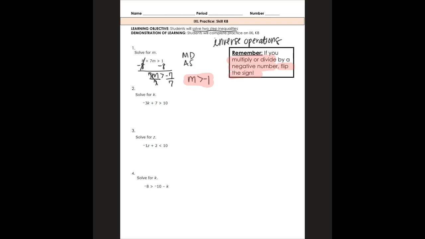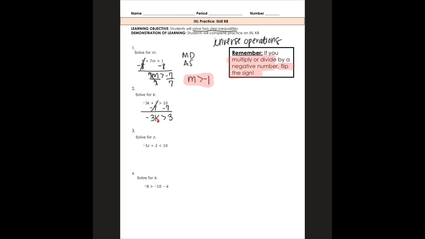Number 2, solve for k. This says negative 3k plus 7 is greater than 10. The 7 needs to move to the other side because this is a number, and needs to combine with the number 10. The opposite of plus 7 is minus 7. The 7's cancel out and I get negative 3k is greater than 10 minus 7, which is positive 3.